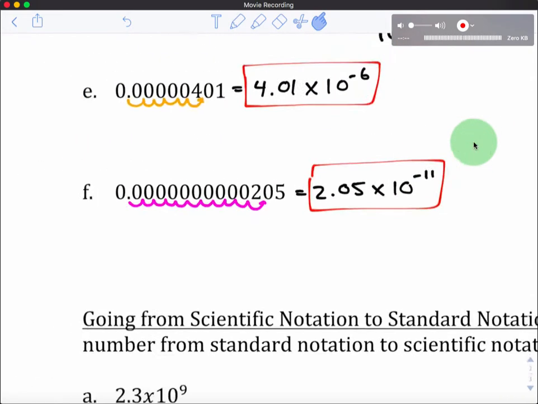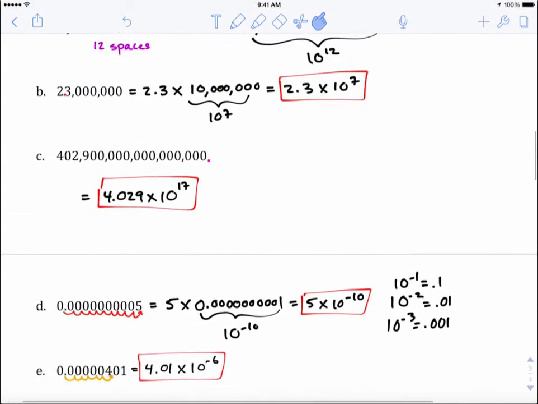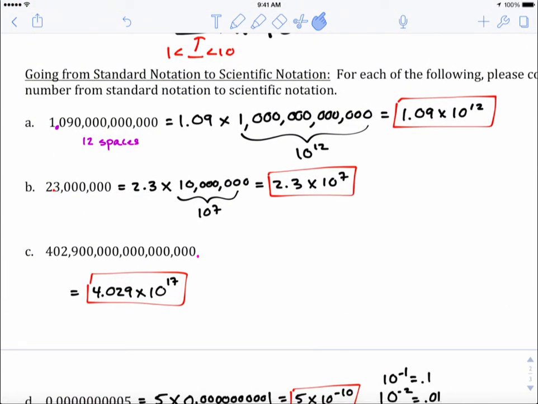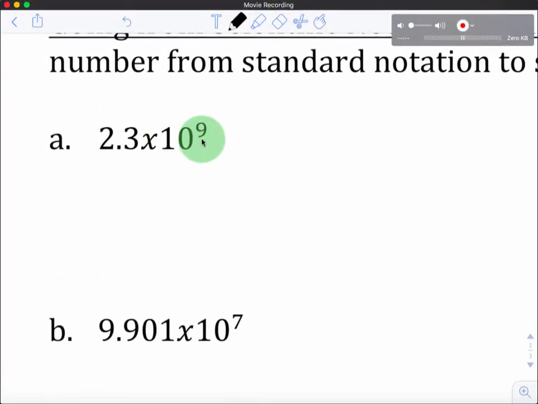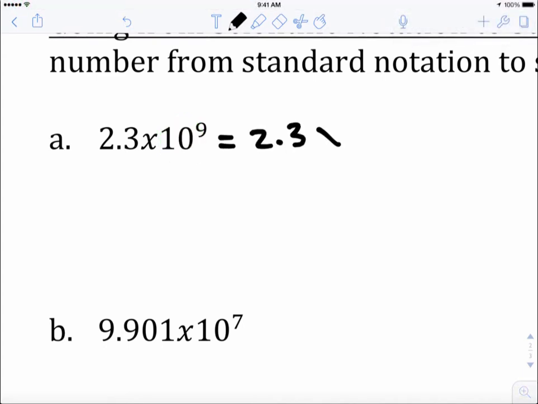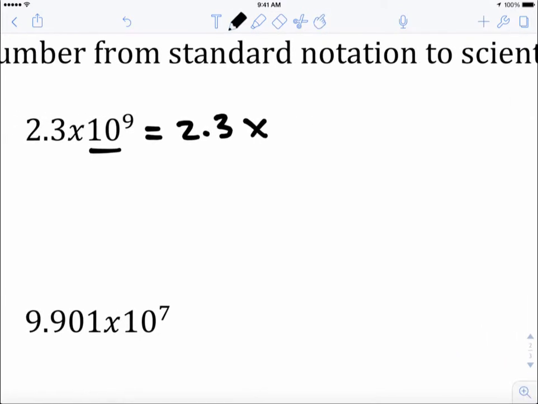Okay, woohoo! So now we've learned how to take numbers in standard notation and transform them into scientific notation. Okay, well, time to take numbers in scientific notation and transform them into standard notation, which I think is actually a lot easier. Okay, so for our first example, we've got 2.3 times 10 to the ninth power, a nice number in scientific notation. So let's see, this is 2.3 times, well, what is 10 to the ninth power? That is going to be a 1 with 9 zeros, also known as, what, a billion? So 1, 2, 3, 4, 5, 6, 7, 8, 9.